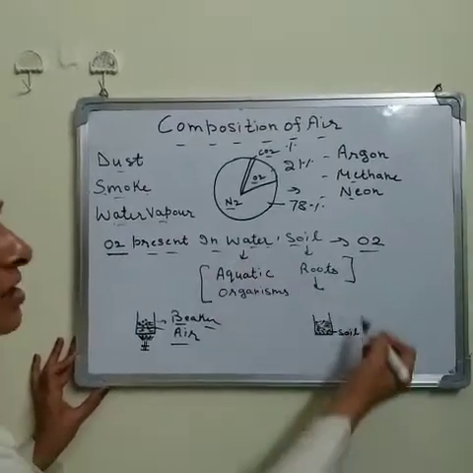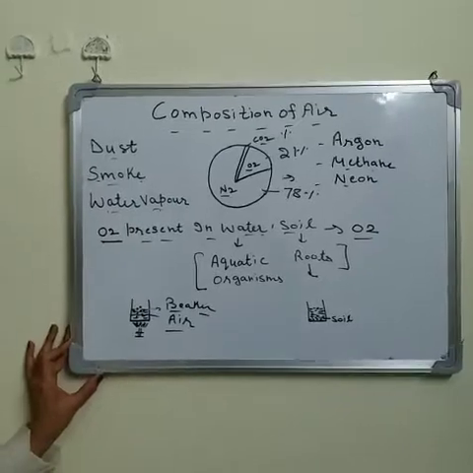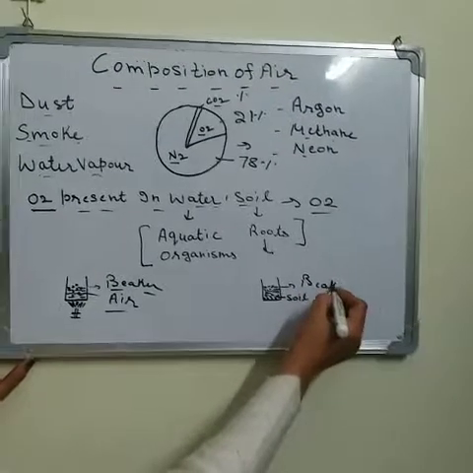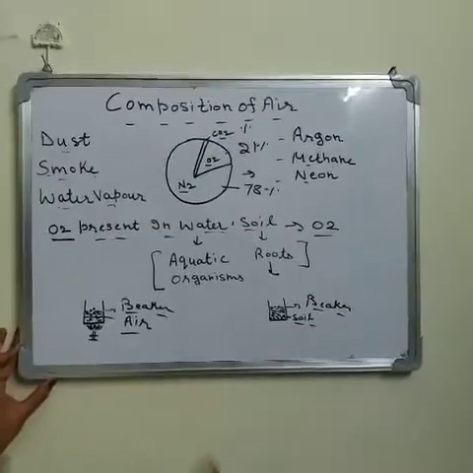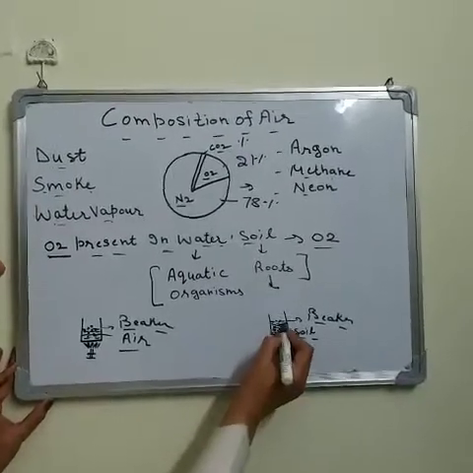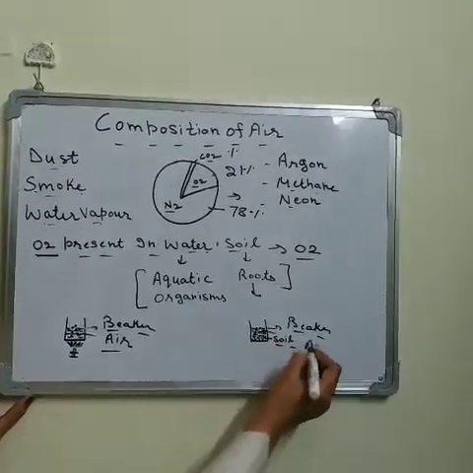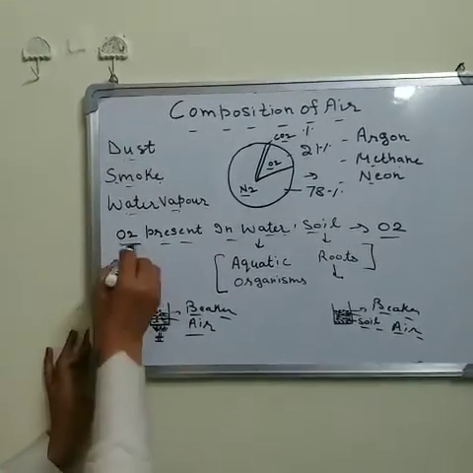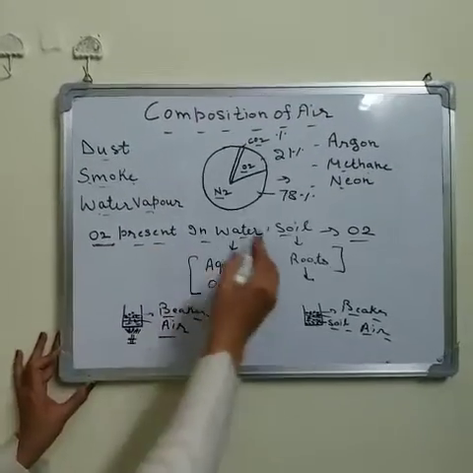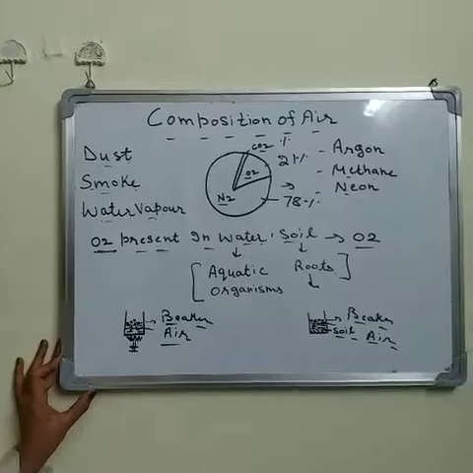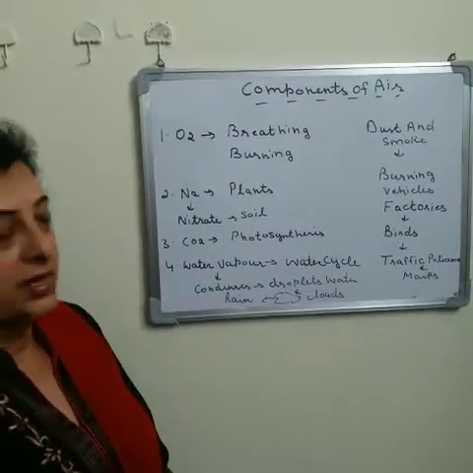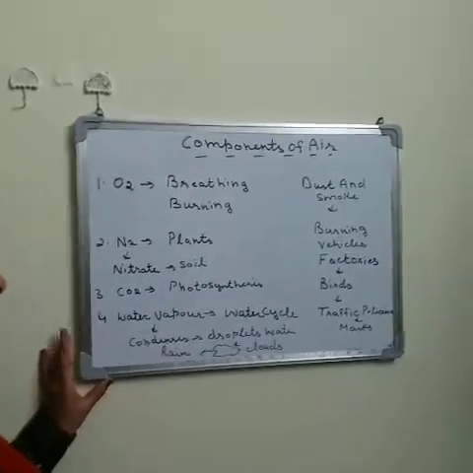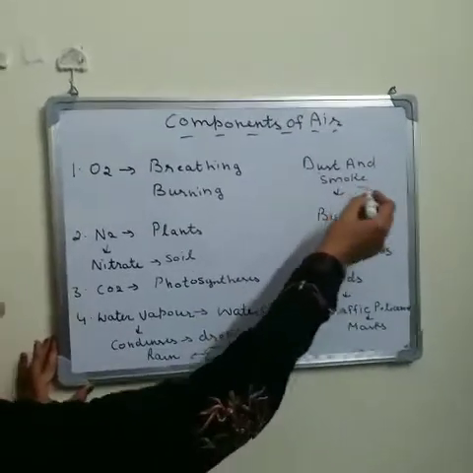In the same way, we can easily prove the presence of air in soil. Take a beaker half filled with water and now add a small amount of soil to it. Again, you will see small bubbles. These bubbles are the air present in the soil. So air is present everywhere, and in that air oxygen is present, which is a must for the survival of all living beings. The different components of air are oxygen, nitrogen, carbon dioxide and other gases, water vapor, dust and smoke particles.